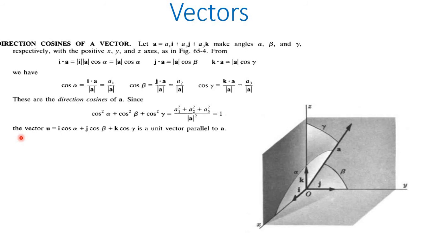Here comes the concept of unit vector, because these are the cosines of a vector. So the cosine of the angles along the x-axis, y-axis and z-axis, their values i cos alpha plus j cos beta plus k cos gamma, is known as a unit vector parallel to A. So it means two vectors A and B in a space will be parallel only if their unit vectors are the same. Their magnitudes may be different, but if their unit vectors are the same, then the two vectors will be parallel.